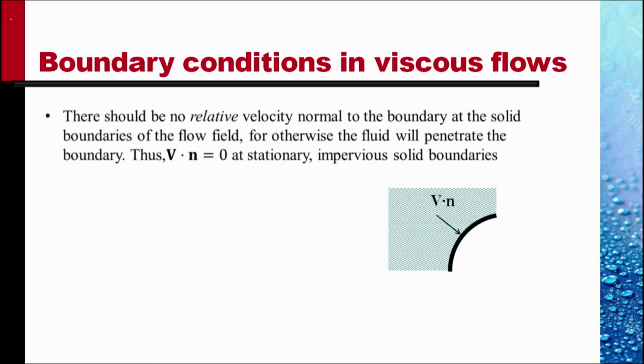Let us now discuss the boundary conditions applicable to this equation in viscous flows. Clearly, there should be no relative velocity normal to the boundary at the solid boundaries of the flow field, for otherwise the fluid will penetrate the boundary. Thus, V dot n should be 0. No fluid should flow out of a boundary or flow into the boundary at stationary, impervious, solid boundaries.